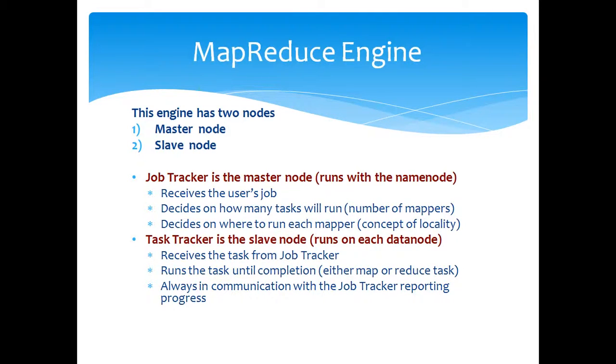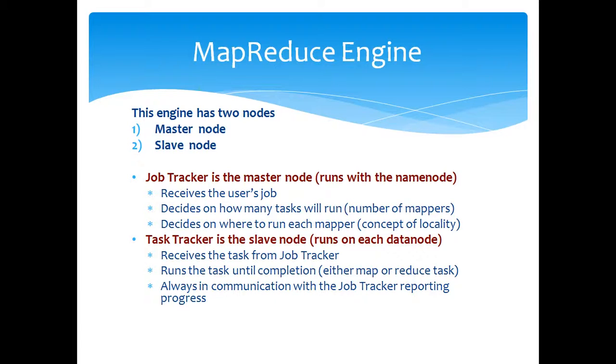Coming to the MapReduce engine. The MapReduce engine is the main part of the Hadoop file system. Hadoop MapReduce is a software framework for easily writing applications which process vast amounts of data in parallel on large data sets. A MapReduce job usually splits the input data sets into independent chunks which are processed by the map tasks in a completely parallel manner. The framework sorts the outputs of the map, which are the input to reduce tasks. Typically, both input and output of the job are stored in a file system.